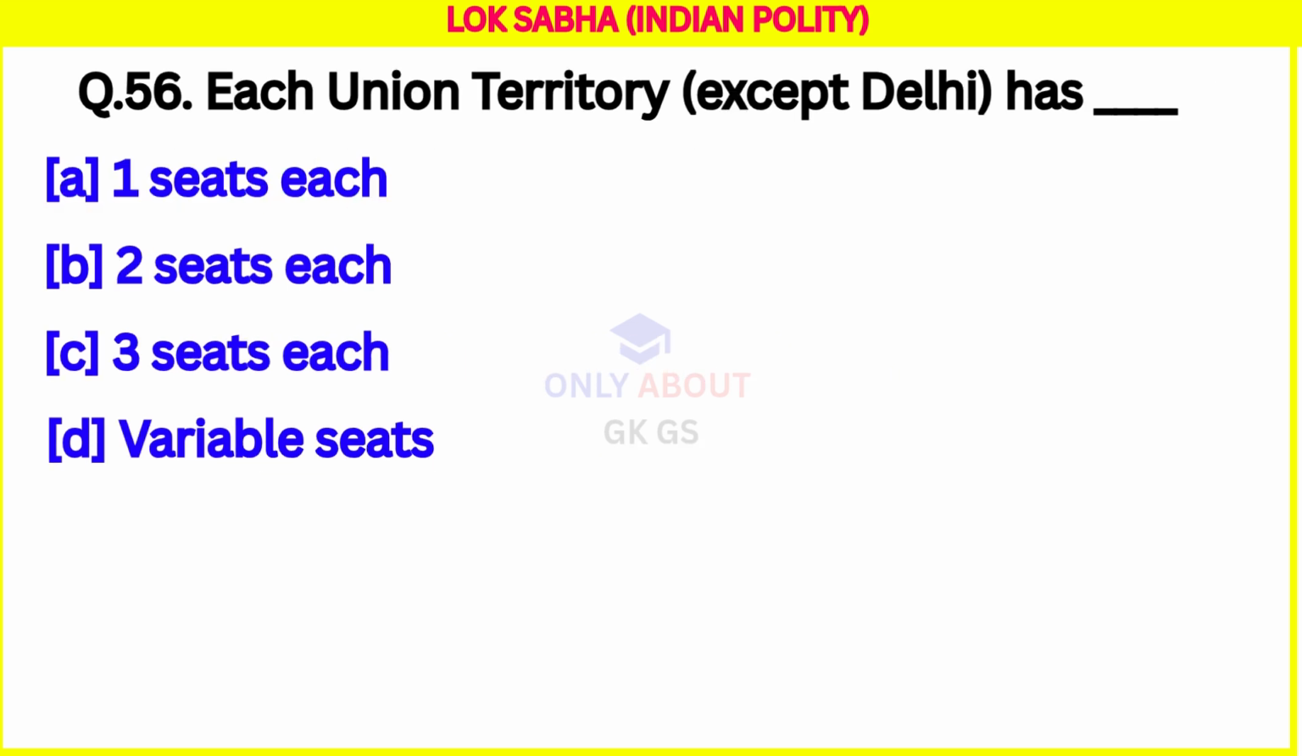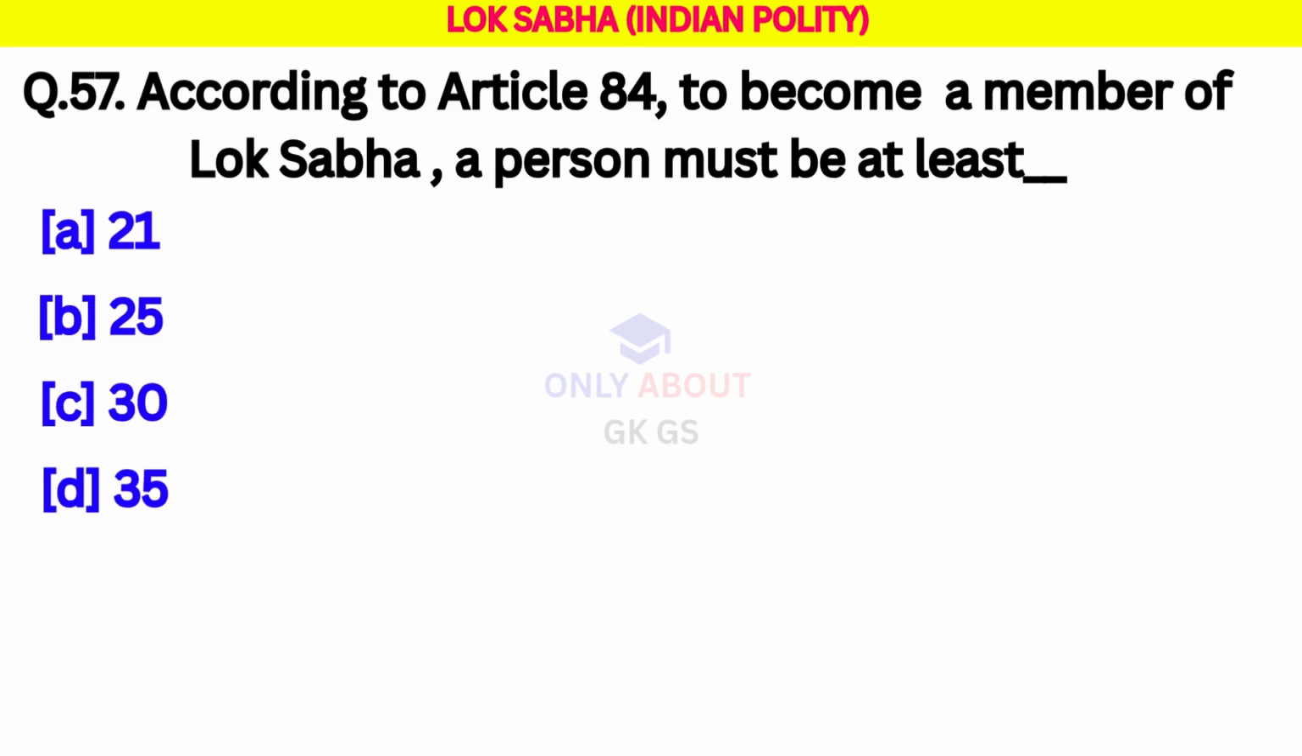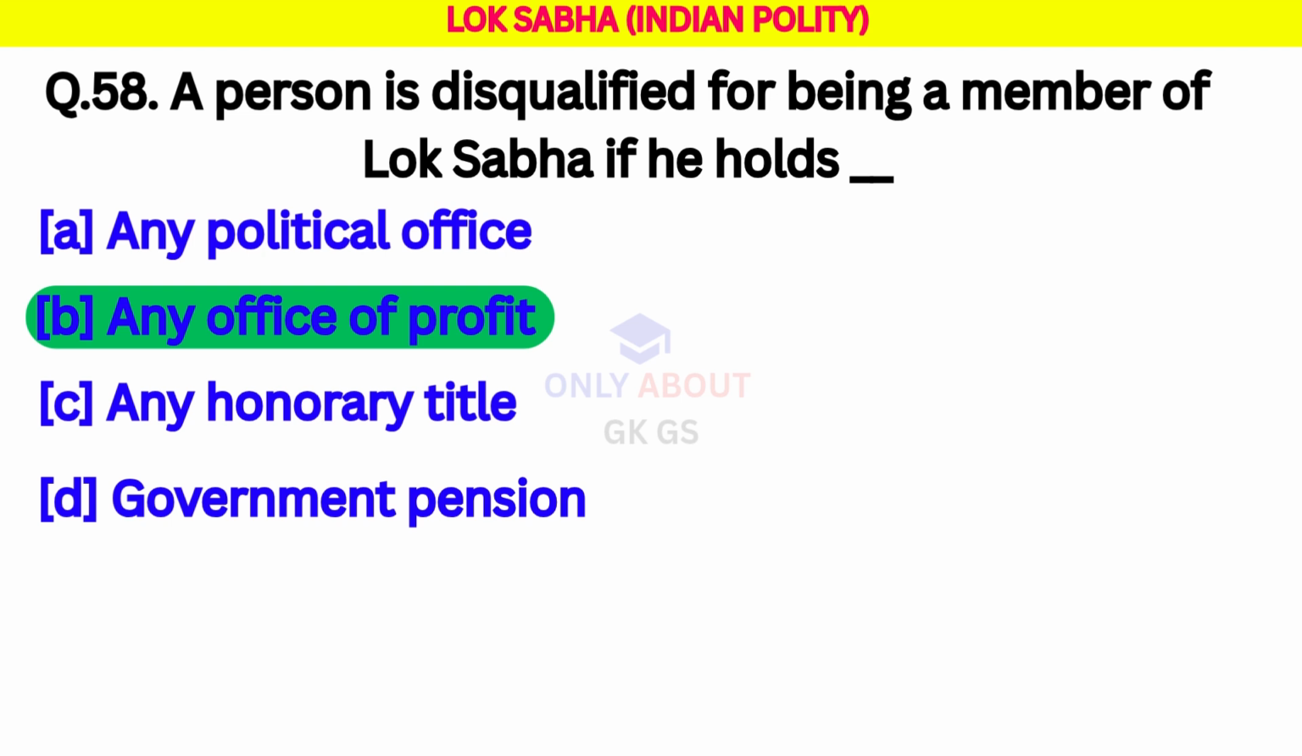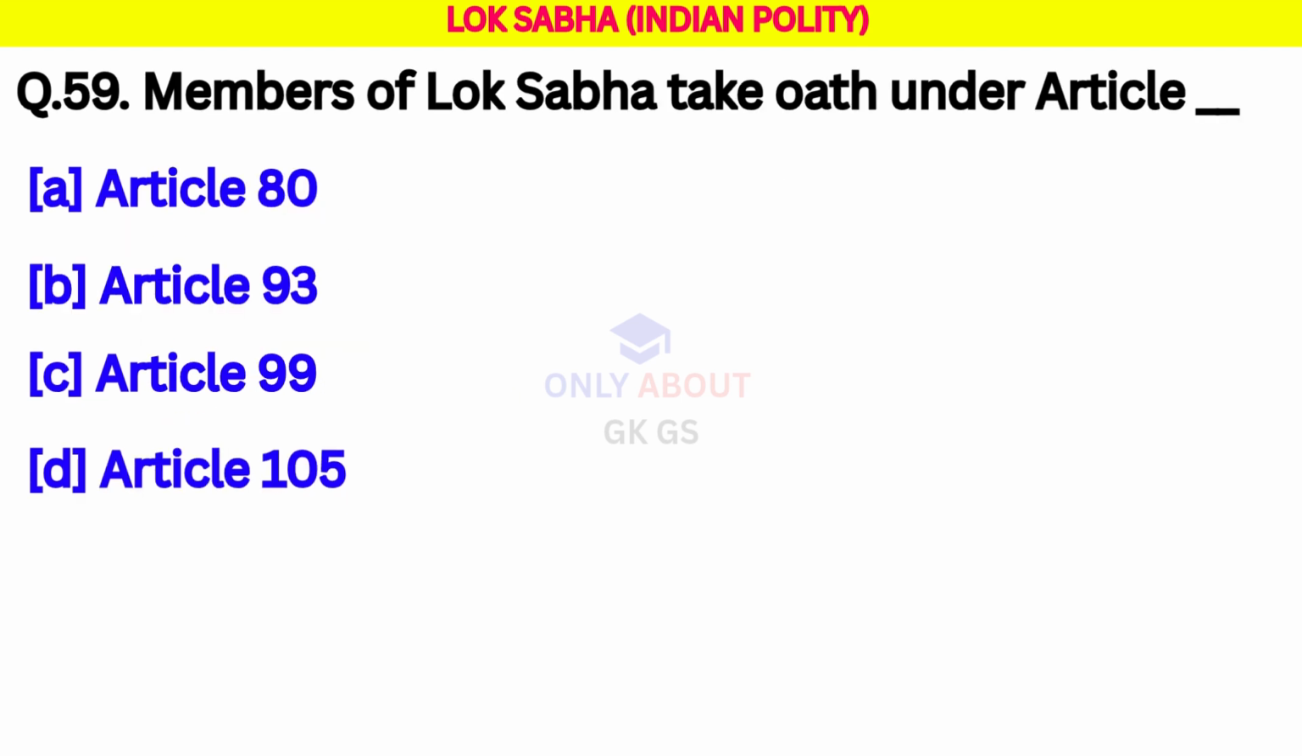Next question. Each union territory has? Correct answer 1 seat each. Next question. According to Article 84, to become a member of Lok Sabha, a person must be at least? Correct answer 25. Next question. A person is disqualified for being a member of Lok Sabha if he holds? Correct answer any office of profit.